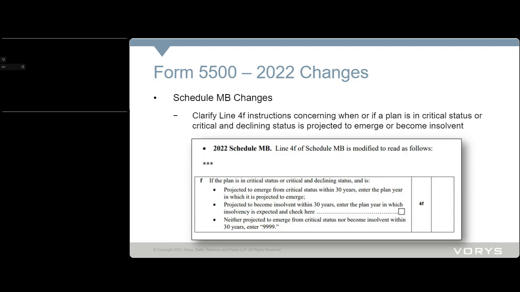Currently, line 4F requires completion by a plan that's in critical status or critical and declining status. Also, the year the plan is projected to emerge from critical status, or the year that it's projected to become insolvent, has to be reported on a Schedule MB, and an illustration has to be provided. The agencies were clarifying for 2022 changes that the time period for the year-to-year cash flow projections and the basis for those projections, the agencies believe the revised instructions will make it clear that the projections to be reported in the attachments are projections that have already been completed.